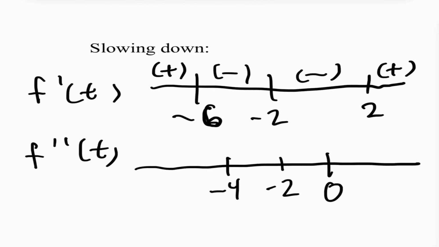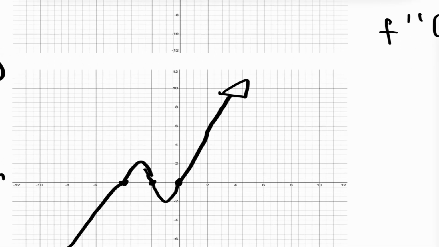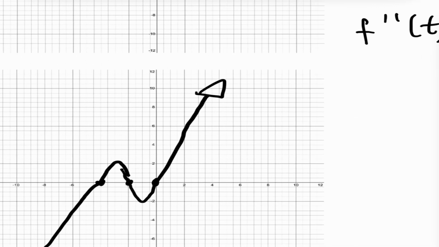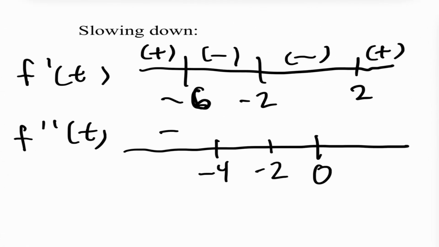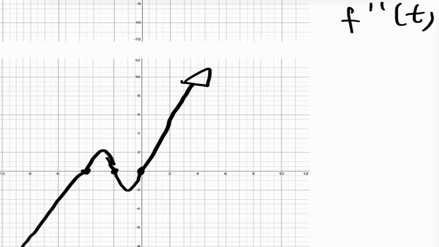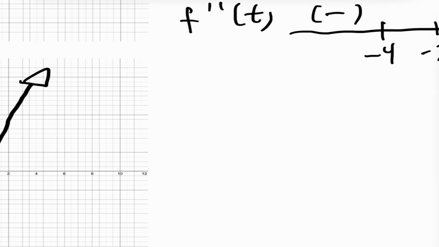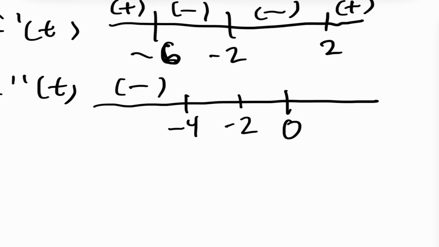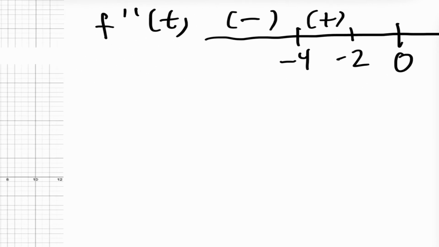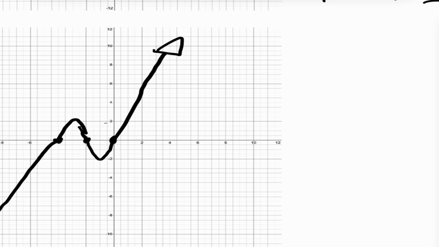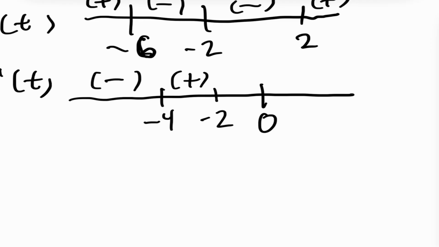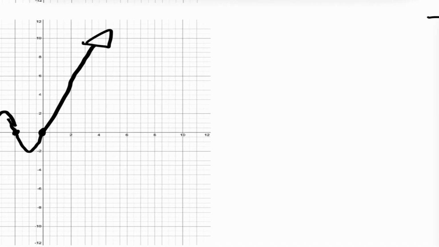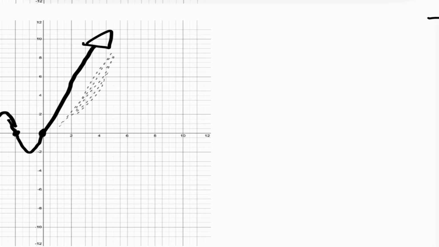Let's look at our f''(t). We can see that from -4 and to the left, it's negative. From -4 to -2, it's positive. From -2 to 0, it's negative. And from 0 to the right, it is positive.